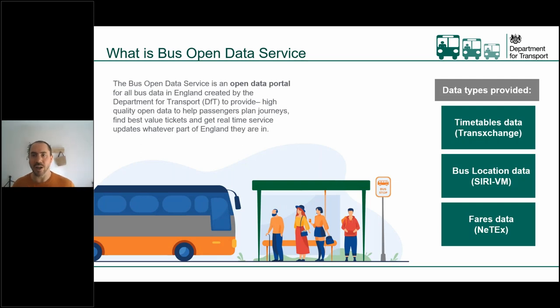I hope that you can see this okay. My GoToMeeting controls are a little bit in the way for me, but hopefully it's not in the way for you. Okay, so the data types that are provided. We have three data types that are published to BODS: timetables data, bus location data, and fares data. Each of these have their own standards. Each of these are aligned so that the industry follows the same standard when publishing this data.